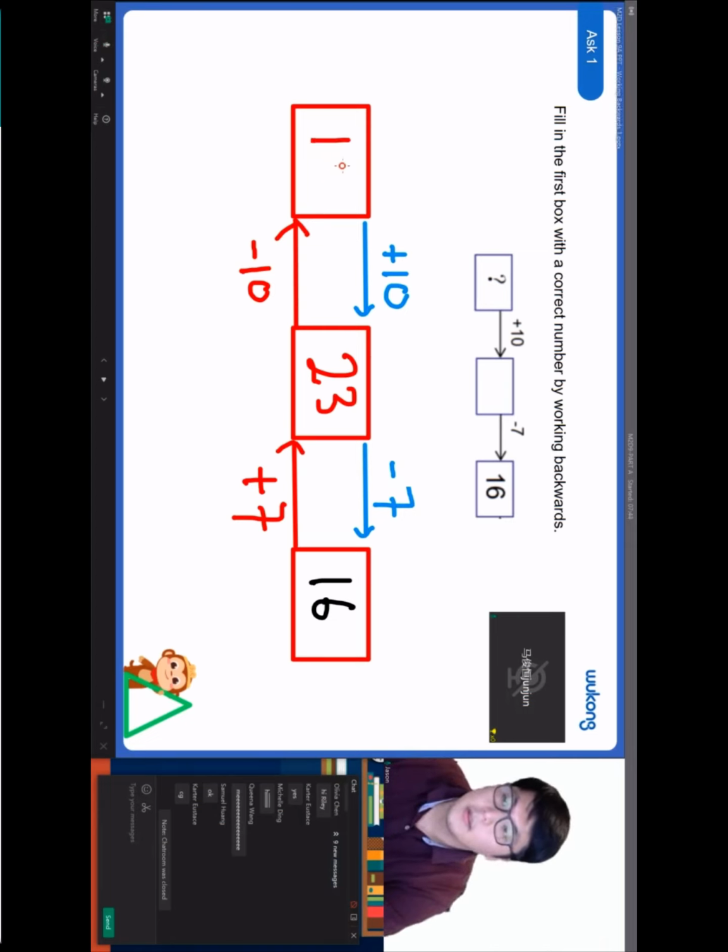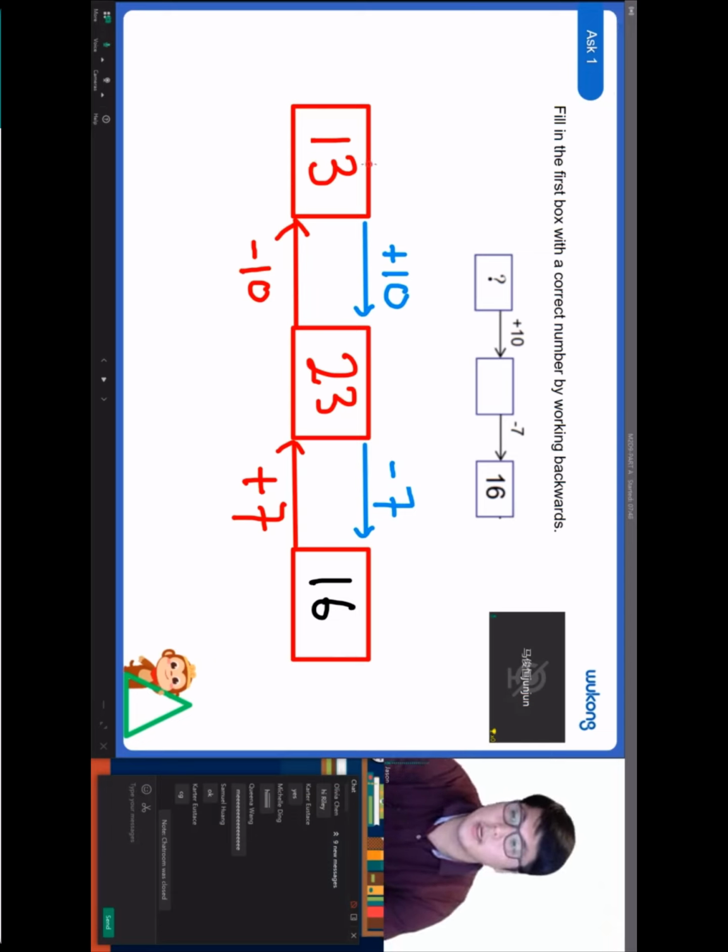13 is your answer. Very good. We can also double check. What is 13 plus 10? 13 plus 10 equals 23. Very good. It's correct. And what is 23 minus 7?